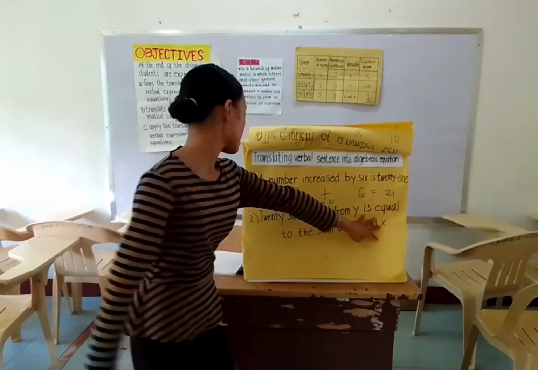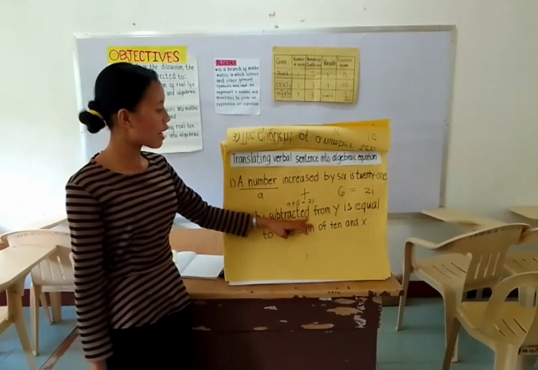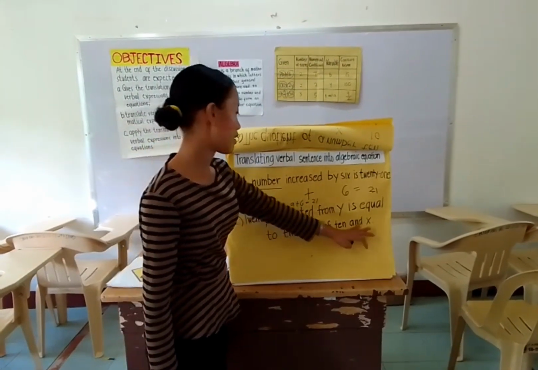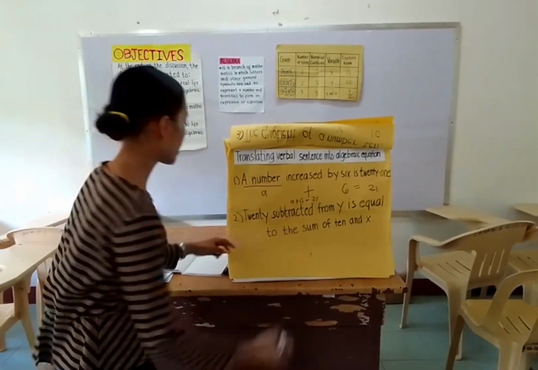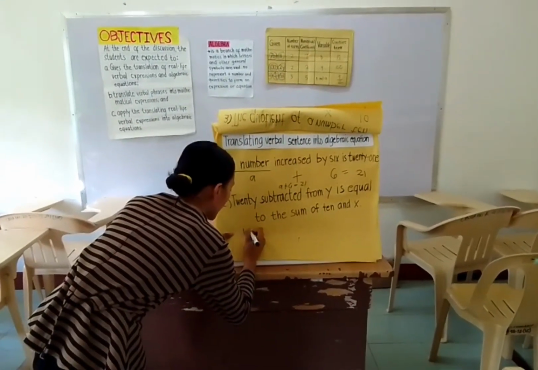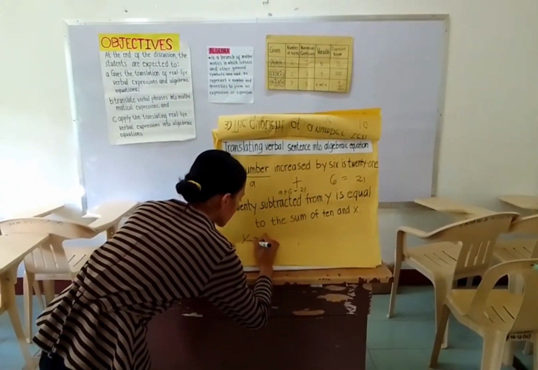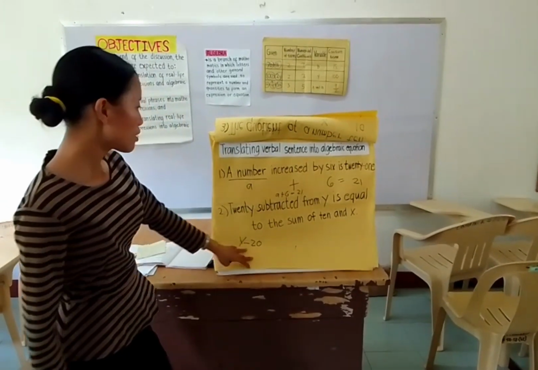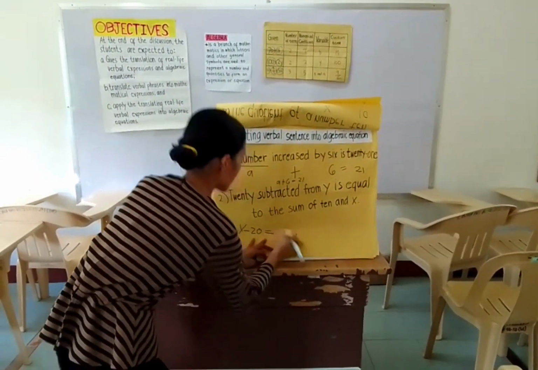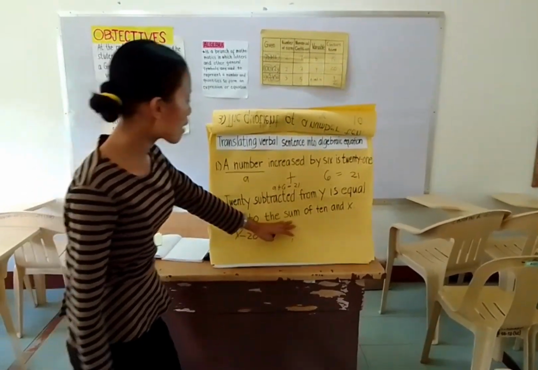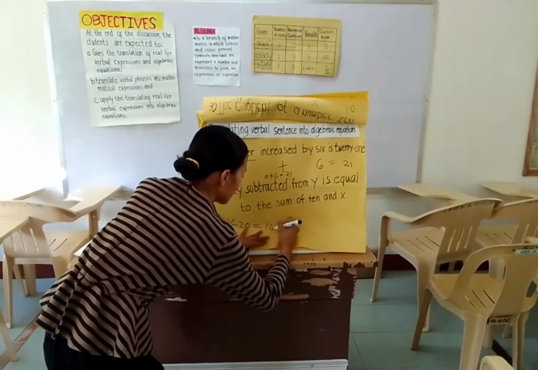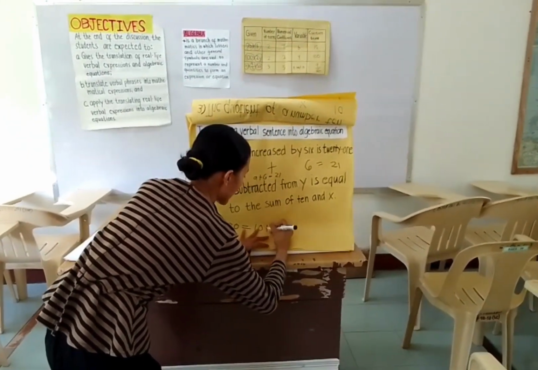Next is 20 subtracted from y is equal to the sum of 10 and x. So for 20 subtracted from y, we are going to write y minus 20. Next is equal, so we are going to write the equal sign. And then the sum of 10 and x, so we are going to write 10 plus x.